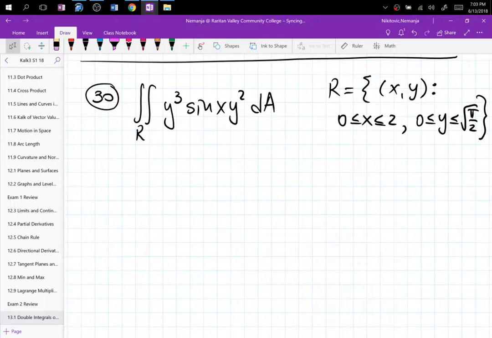X first or y? X. Why did I do it instead of y? No, but in my head, I was thinking it should be the other way. All right, so what's interesting about this problem? The sign part sucks. So what's interesting about this problem?